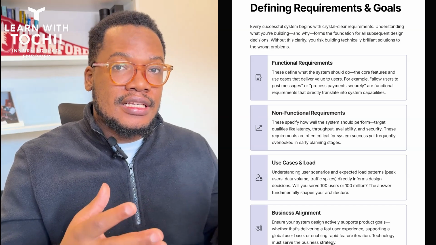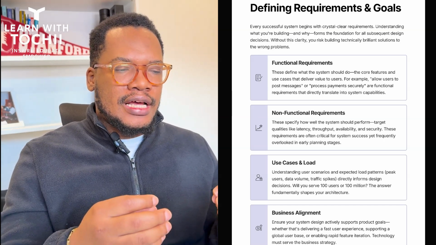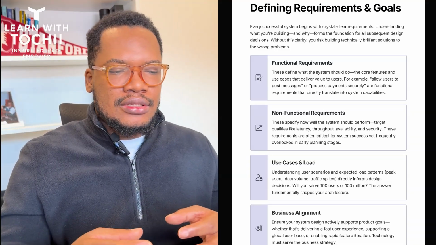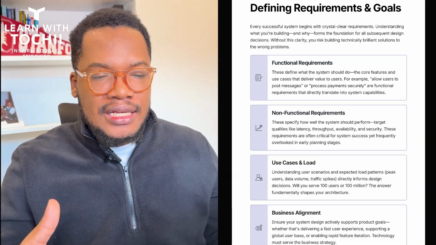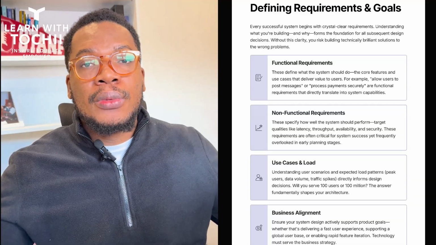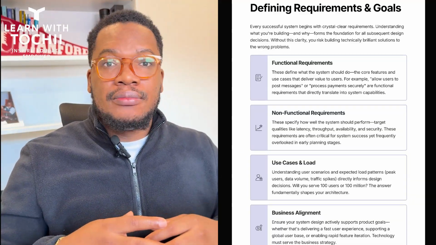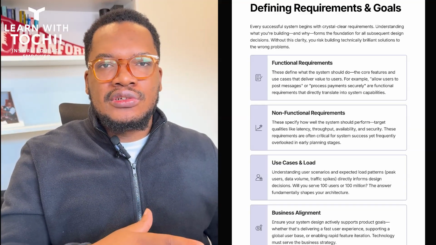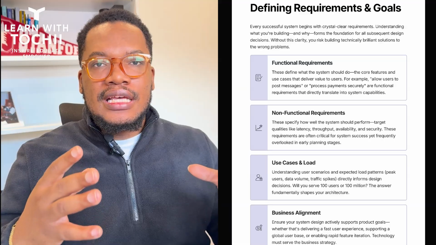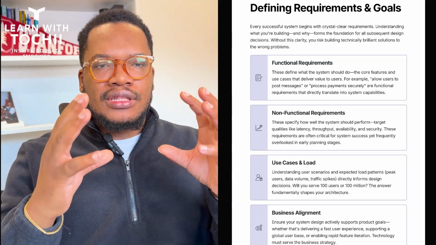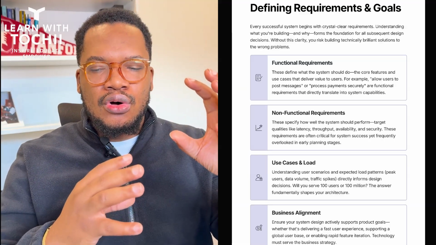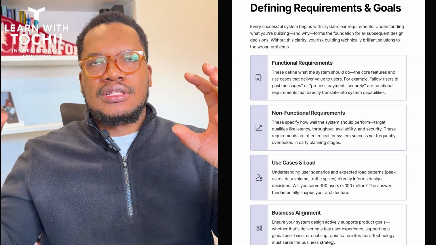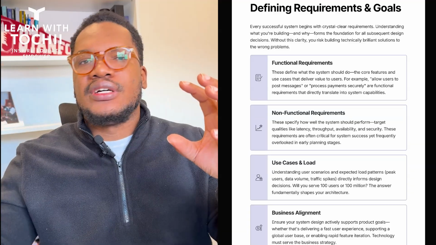And then finally, business alignment. You need to ensure that your system design actively supports your product goals. That is, whether you're delivering a faster user experience, or you're supporting a global user base, or you're enabling rapid feature iteration, technology must serve the business strategy. The business strategy is the ultimate goal. Note this: your business strategy must always be what grows your technology or defines how you deliver your technology.